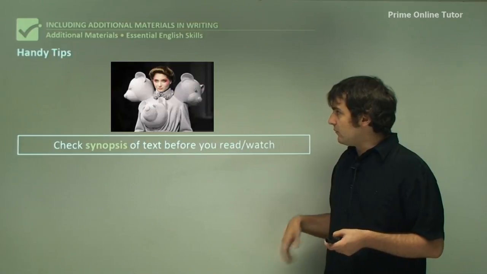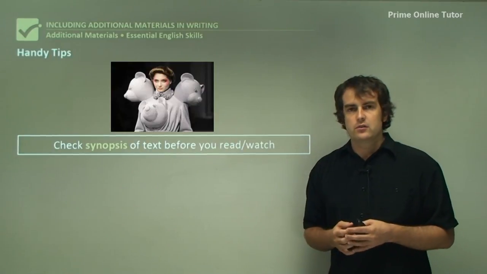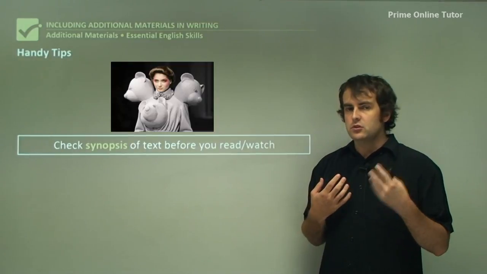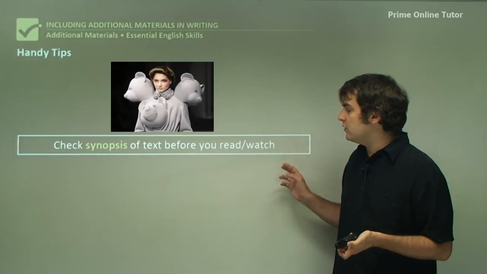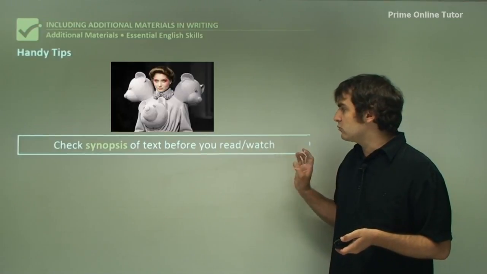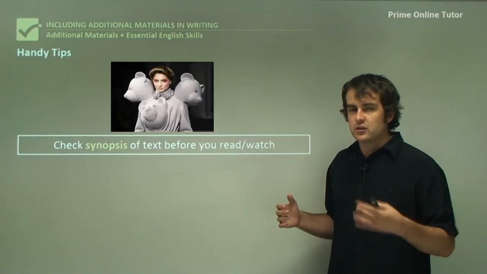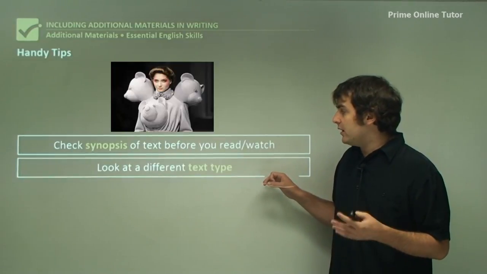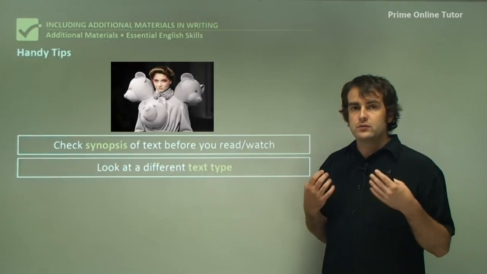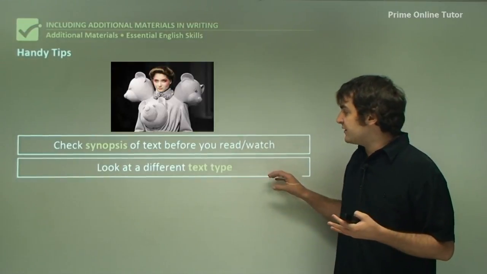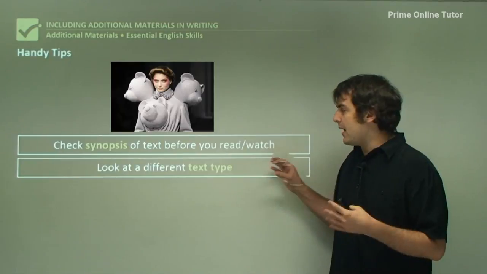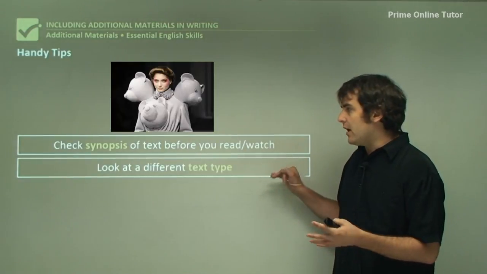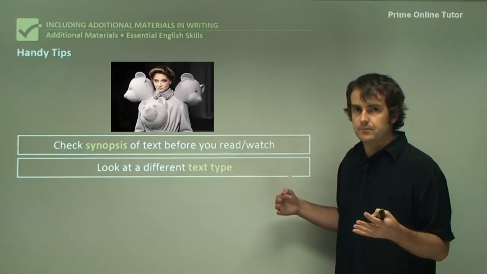All right, so some tips. How are you going to find the best text to suit your response? First of all, you should check your synopsis of your text before you read it or watch it. Make sure it's going to fit in with any of the ideas that are going to be covered in your prescribed text. Look at a different text type from your text that you're studying. So if you're studying a film, have a look around at another thing, because through the different media and a different mode of representation, you're going to get a different way of looking at the same idea.